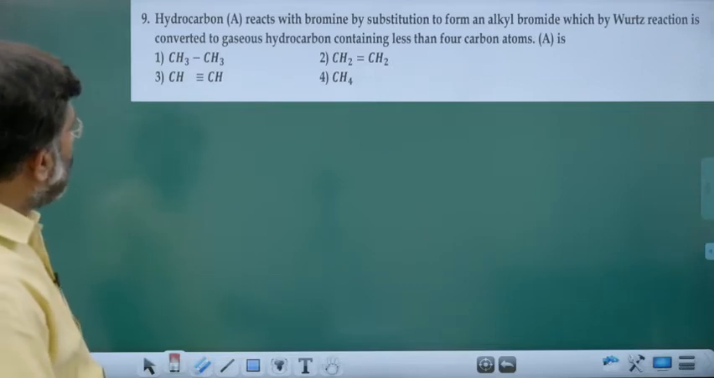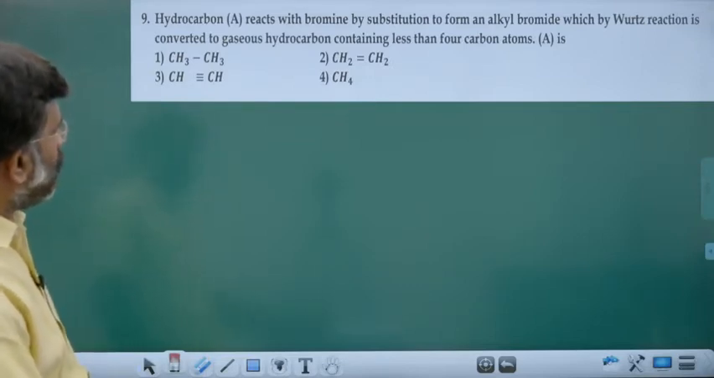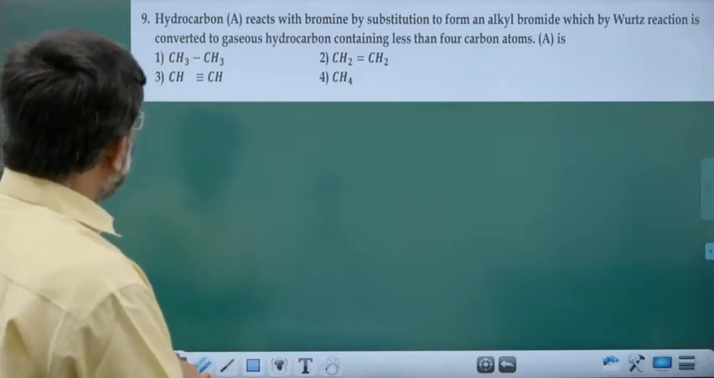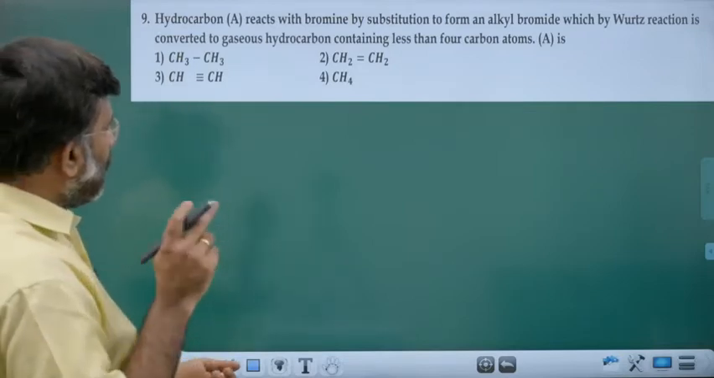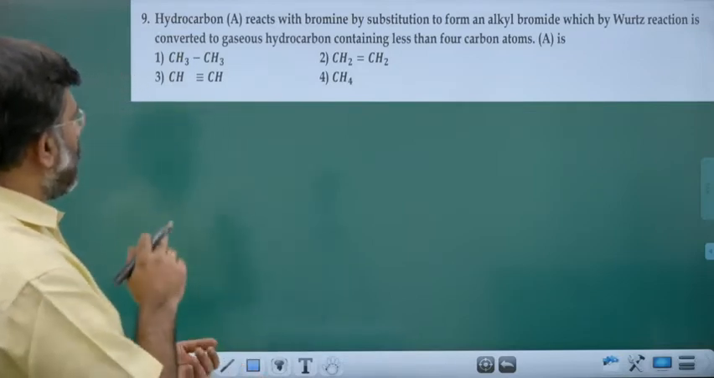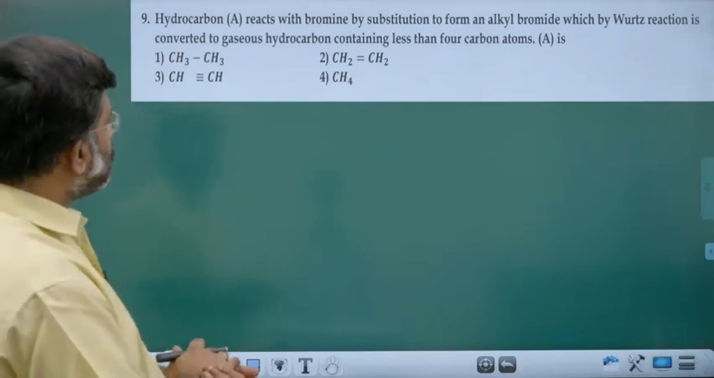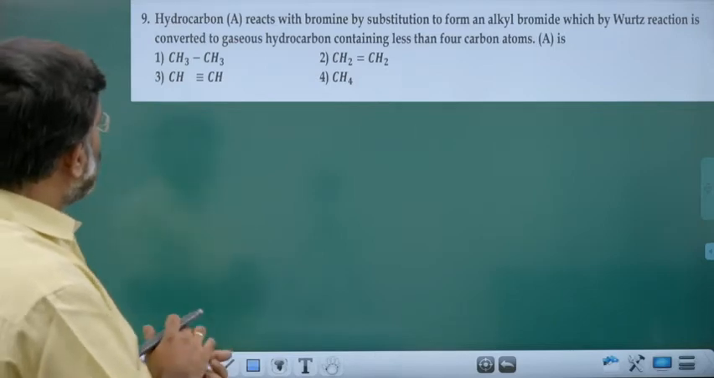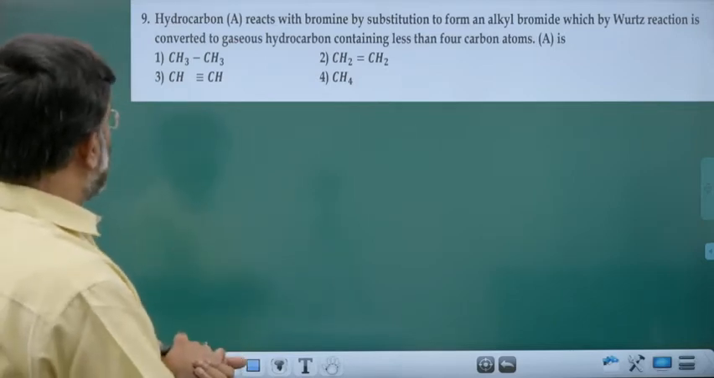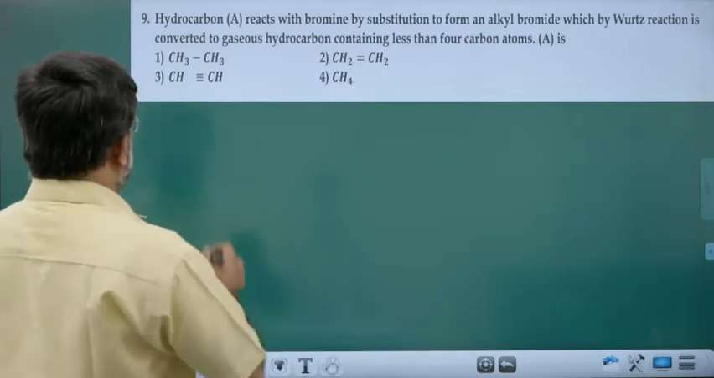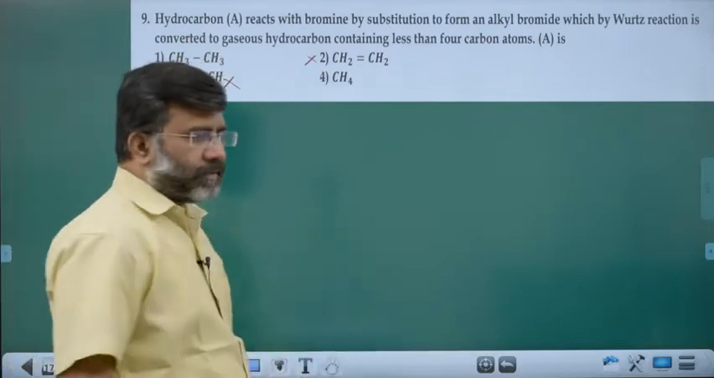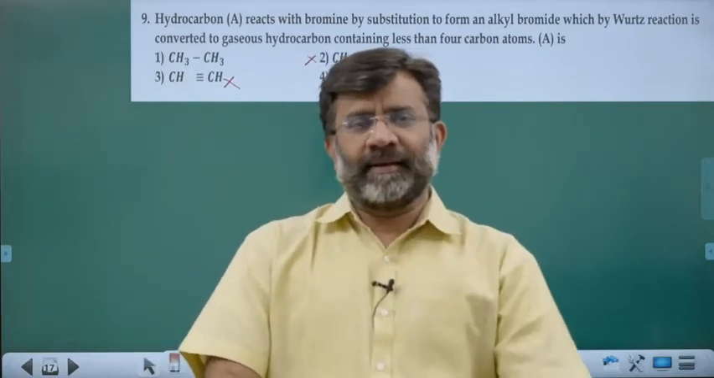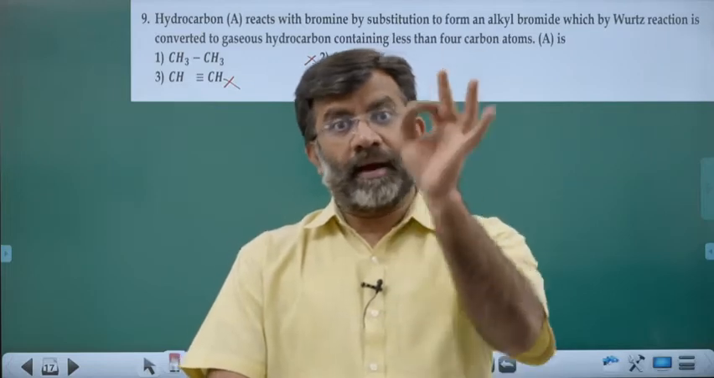Hydrocarbon A reacts with bromine by substitution to form an alkyl bromide, which by Wurtz reaction is converted to a gaseous hydrocarbon containing less than 4 carbon atoms. A is... So among these you take one hydrocarbon that reacts with bromine by substitution. So these two are out. They react with bromine by addition. Alkene and alkyne react with bromine by addition reaction.